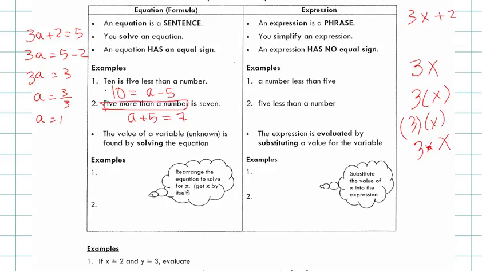Let's solve for these. What does solve mean? Isolate for the letter, leave it by itself, find the value of that letter. Okay? How can I isolate for the letter A? What do I have to do?